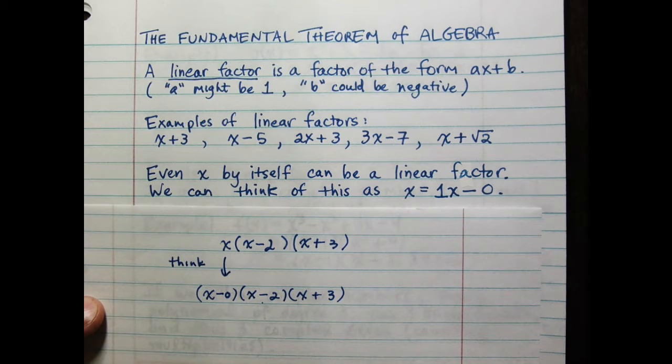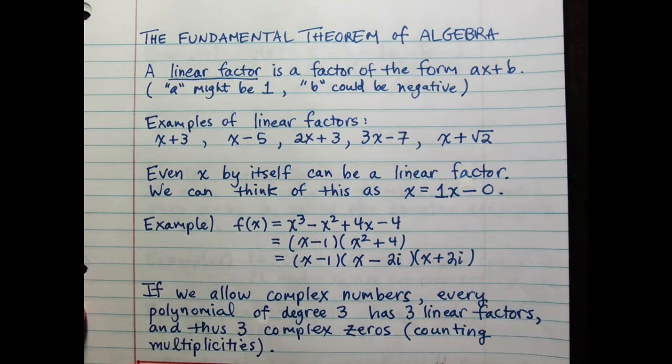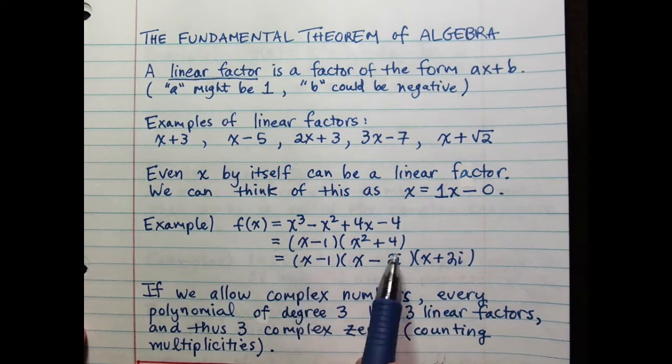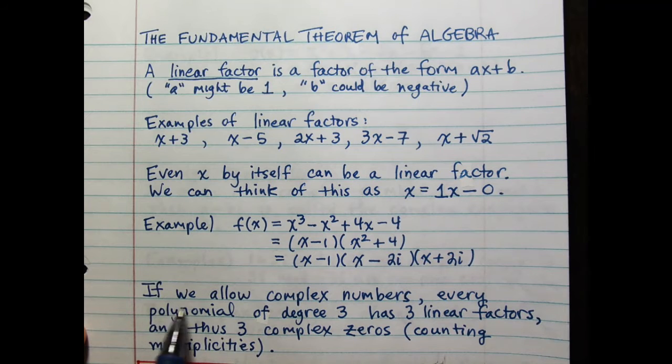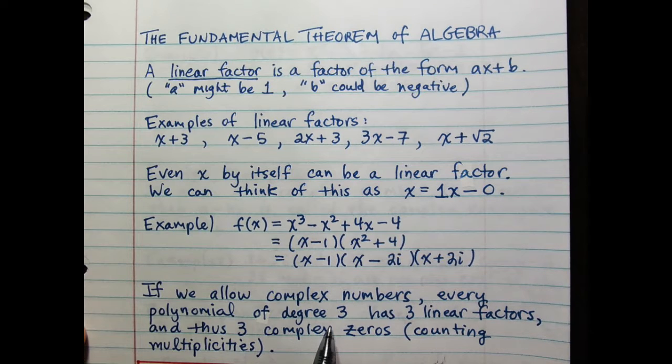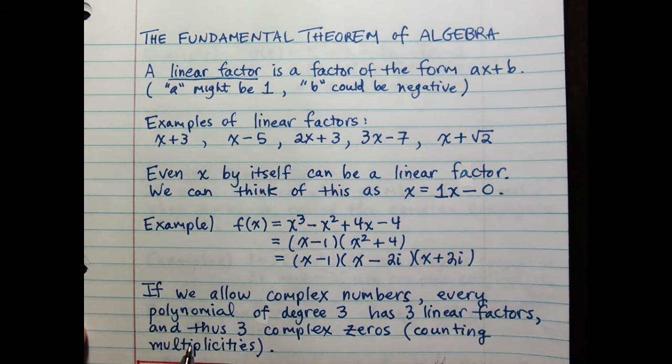0 is the x-intercept that corresponds when we see a factor of x all by itself. Another example I have here on the handout is x cubed minus x squared plus 4x minus 4. We just worked that example, right? And we factored it. When we factored it completely, we got x minus 1, x minus 2i, x plus 2i. So just notice that if we allow complex numbers, every polynomial of degree 3 has 3 linear factors, and thus 3 complex zeros counting multiplicities. We'll talk about multiplicity again in a second.